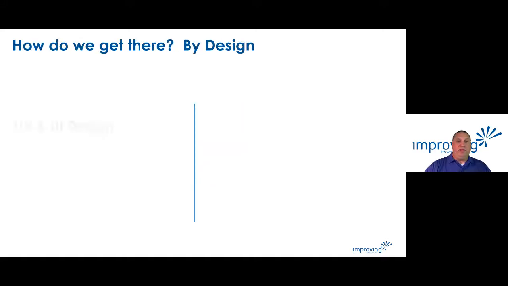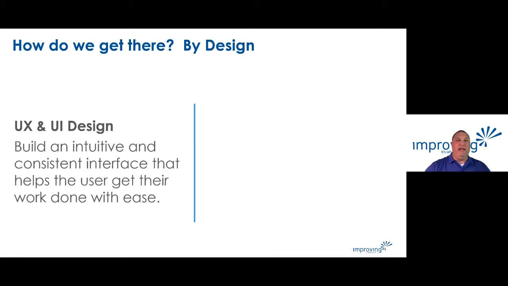All right. So how do we get there? By design. We start with UX and UI design, where we're building an intuitive and consistent interface that helps the user get their work done with ease. We're going to hear more from Mike about how that gets done. That is a key element to any successful application, that the users actually like to use it and can use it to get their goals done.